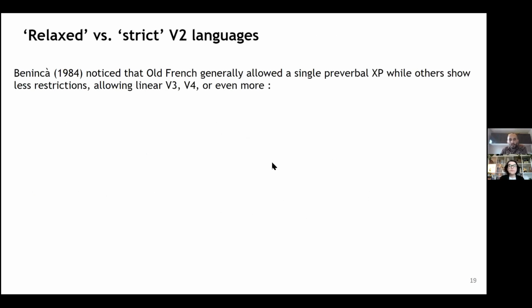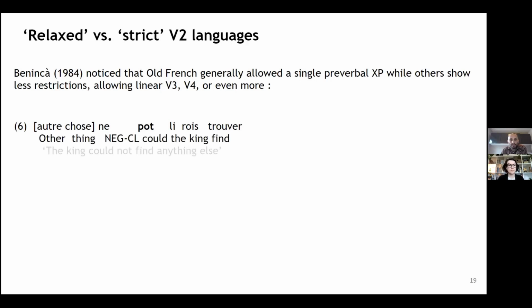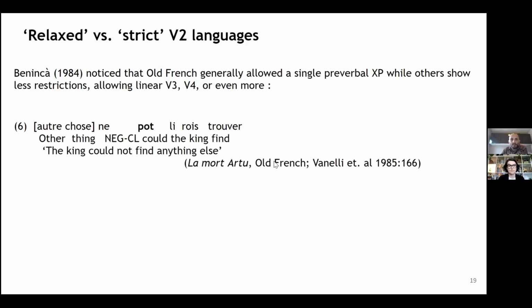Benincà noticed already in 1984 that Old French was special within Old Romance in generally allowing a single preverbal XP, with very few restrictions, while the others had linear V3, 4, or even more. Here is a strict V2 example from Old French, because no is clitic. "Other thing could the king not find."